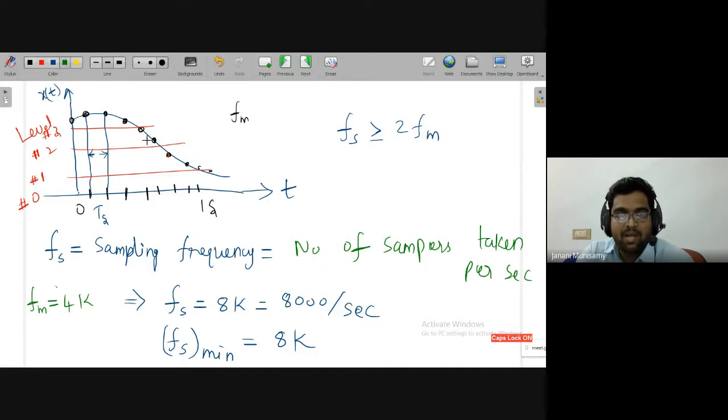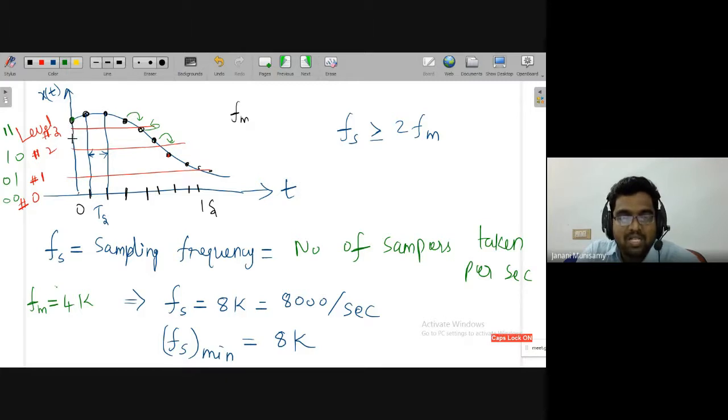At any point of time, my sample value will be mapped to the nearby level. Either this sample will be mapped to this level, or this one to this level. Somehow I am assigning each sample to the nearby level. Then for each level, I will assign digital bits. Level 0 means 00, level 1 means 01, then 10, then 11. Say I have this sample, so definitely this will be mapped to level 3.